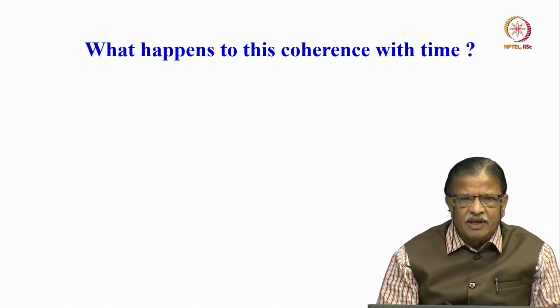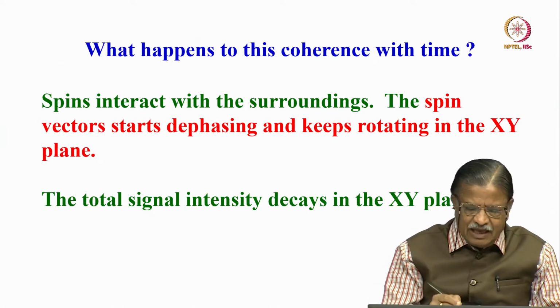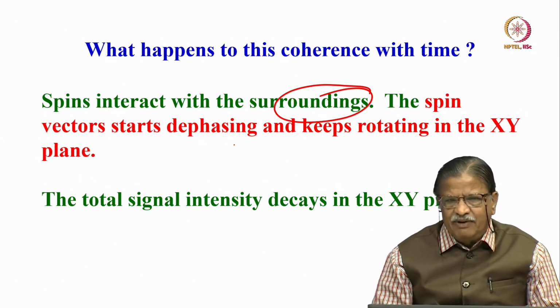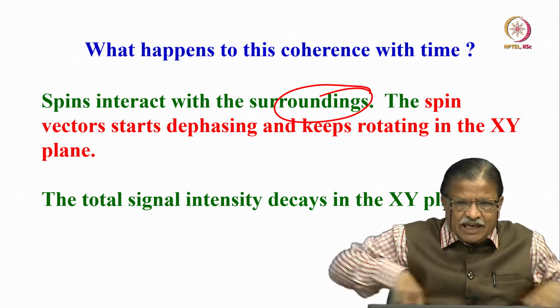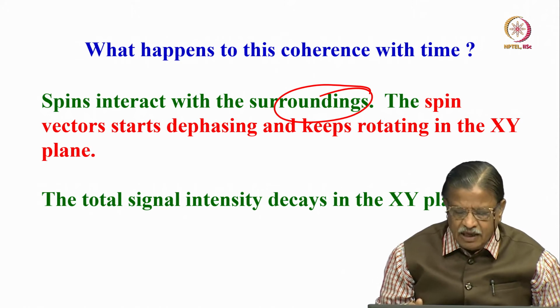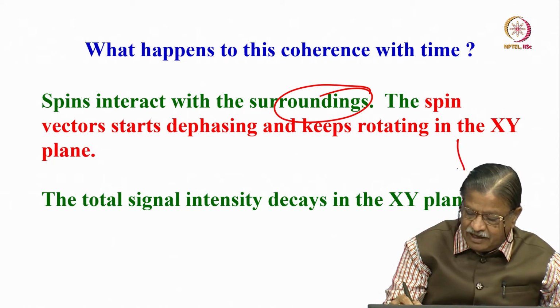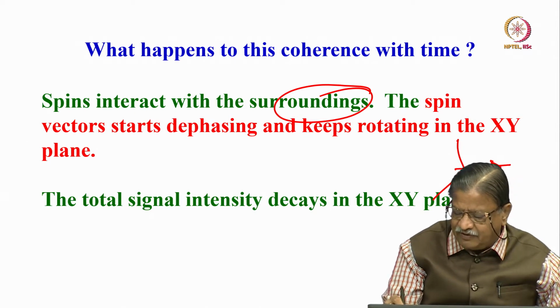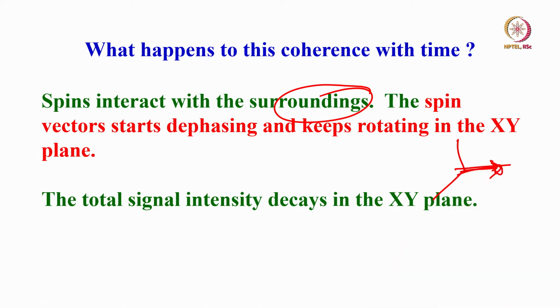an antipulse. This coherence, as I said, interacts with the surroundings, and the spin vector starts dephasing and keeps rotating in the xy plane. Initially, as soon as the magnetization is brought to the x-axis, there is a statistical phase coherence instantaneously. You get maximum signal.